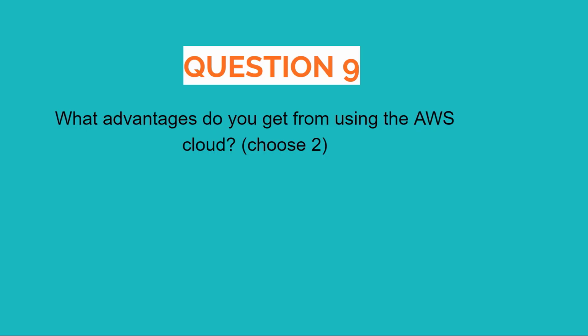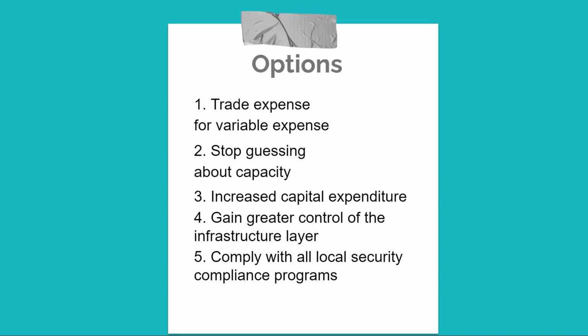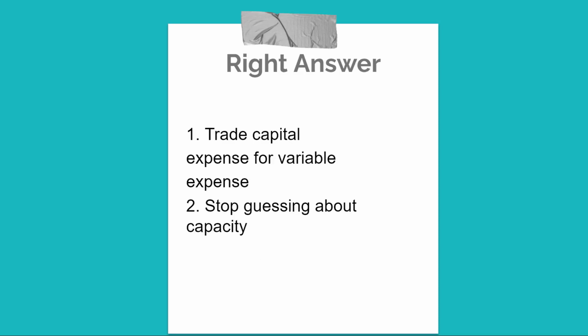Question: what advantages do you get from using the AWS Cloud? Choose 2. Option 1. Trade capital expense for variable expense. 2. Stop guessing about capacity. 3. Increased capital expenditure. 4. Gain greater control of the infrastructure layer. 5. Comply with all local security compliance programs. Right answer is 1. Trade capital expense for variable expense. 2. Stop guessing about capacity.